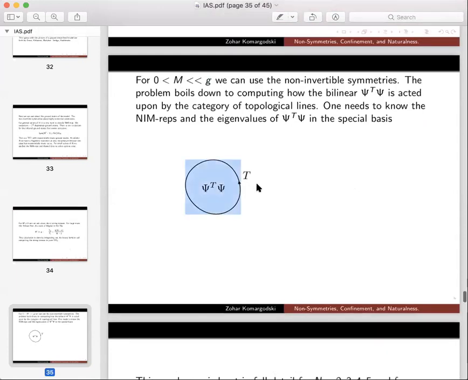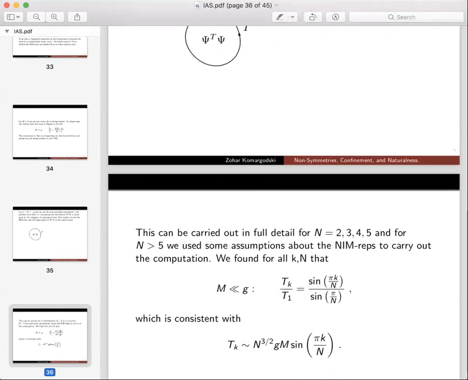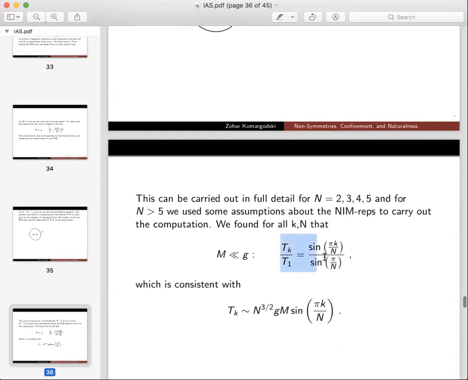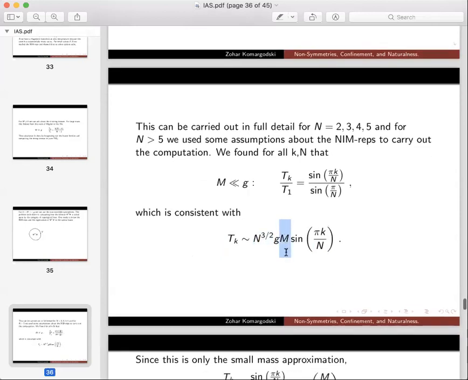So we basically had to solve this problem of finding how this huge symmetry algebra acts on the fermion bilinear local operator. This can be done. It's very tough, very technical, but it can be done. And that's what you find. You find that the K-string tension obeys this beautiful sine formula for all K and N. That's what we found. Or more explicitly, this is the tension of the K-string. So it has a finite scaling with N. It's proportional to the mass because the tension has to go to 0 when the mass goes to 0, and it has this sine.